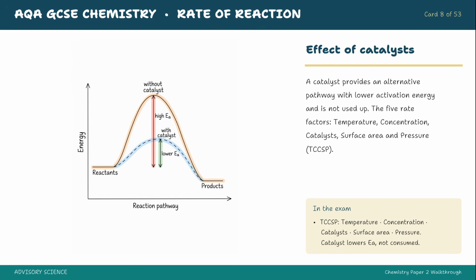Catalysts and activation energy. A catalyst is a substance that speeds up the rate of a chemical reaction but remains chemically unchanged at the end, meaning it's not used up. It works by providing an alternative reaction pathway that has a lower activation energy. This allows a much higher proportion of the colliding particles to have enough energy to react successfully. Because the catalyst is not used up in the process, you only need a small amount of it, and it can be used over and over again.